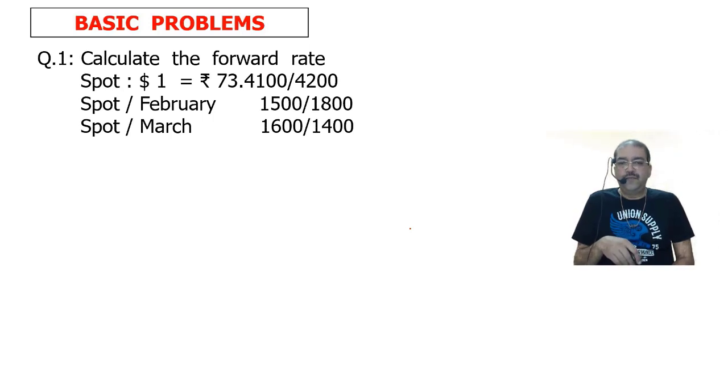Now, from here, I want you to write down. A few questions are there which we will be solving as I told you in the live session so that you get practice before we come to the actual problems of Forex. So write down the first question. Calculate the forward rate. Given to you: Spot $1 equals rupees 73.4100 and 73.4200. Spot February 1500 by 1800. Spot March 1600 by 1400.